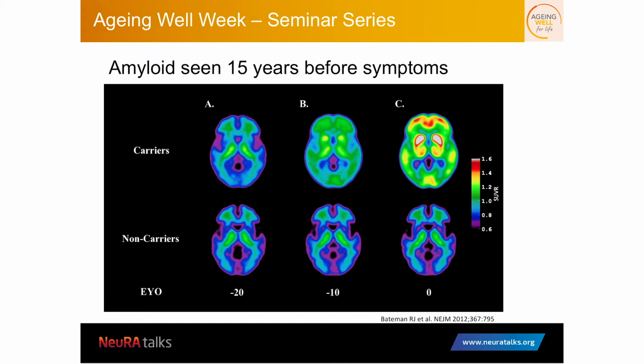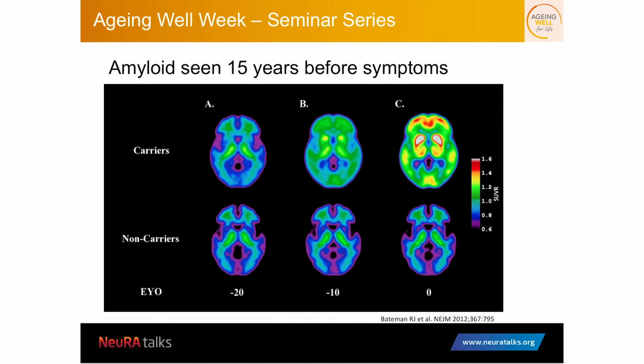And on the left here, in the top row, we have somebody who is from one of these families, 20 years younger than their parent was when they developed symptoms. This person is carrying one of the genes, and this person is a non-carrier. There's not very much difference between those two scans, but you can see, I think, a little bit of yellow there. When we get to 10 years before the symptoms develop, you can see that there's quite a bit of yellow and green and not very much purple in the person with the gene compared with a person of the same age without the gene.